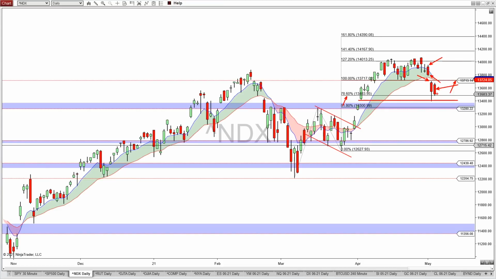So for the coming day, I'd continue to watch for a completion of this gap fill and work itself down to this 13,280 level. And if this level doesn't hold, then I'll be watching for this gap to get filled and then eventually come down and test this 12,786.